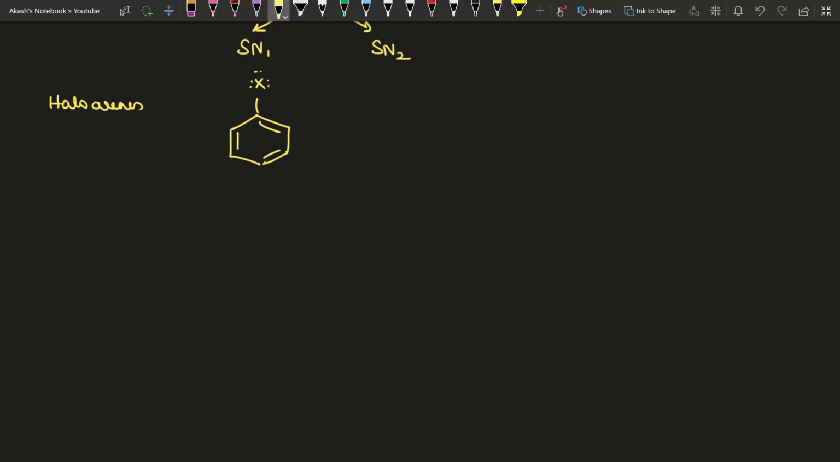That means this lone pair of electrons can resonate into the ring. So this bond will get shifted to here, and you will get a C double bond to C. Since the halogen is losing the lone pair of electrons, it will get a partial positive charge. This carbon will get a partial negative charge. The remaining bonds will be like this. So the next resonance structure will be like this.